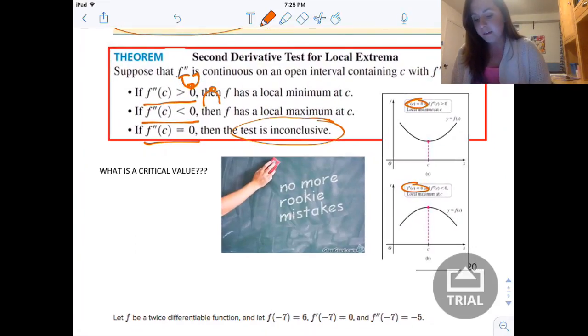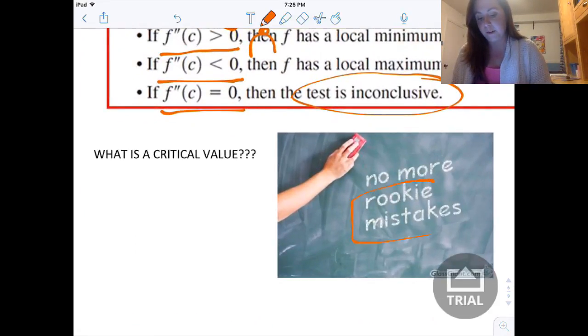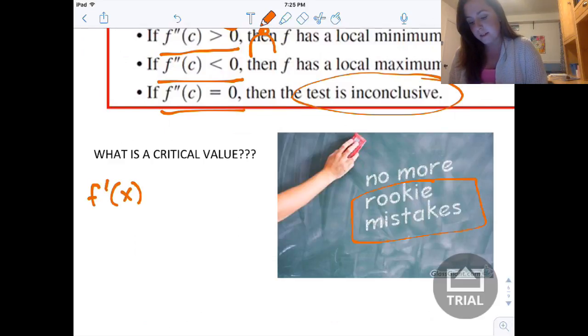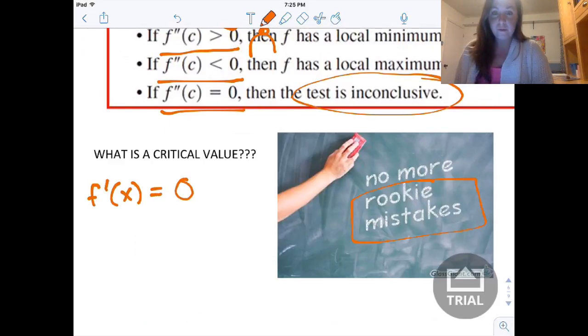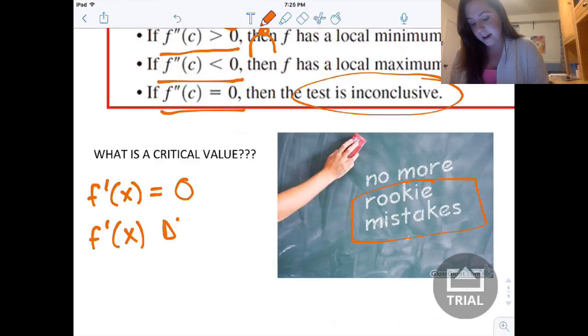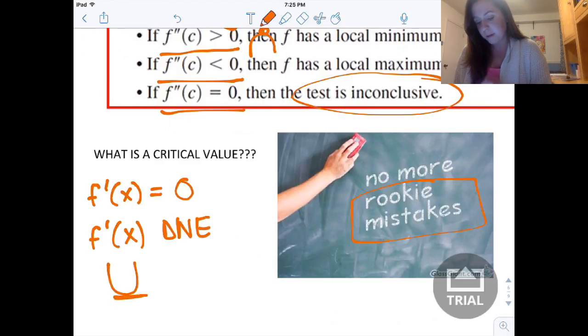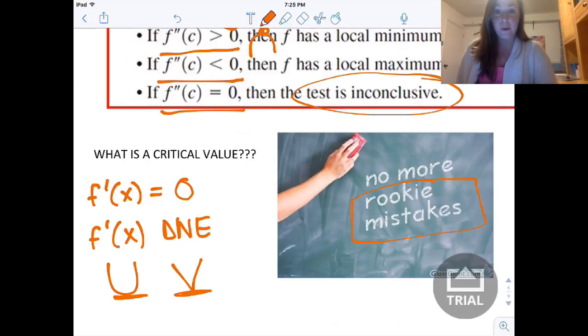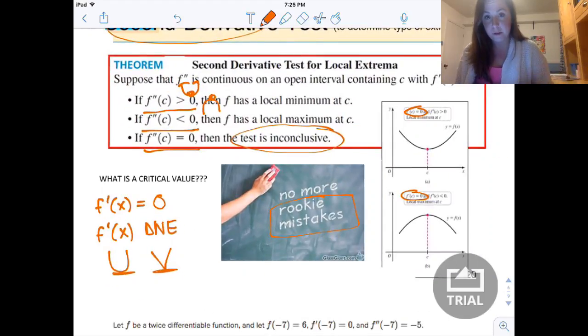So a critical value, and this is a rookie move here, a lot of people just tell me that it's where f prime of x equals 0, which is true, but it's not the only definition. It's also where f prime of x does not exist. Because remember, mins or maxes can be at turning points, or they can be at like cusps or corners, right, where the derivative wouldn't exist. So remember to look for both of those.